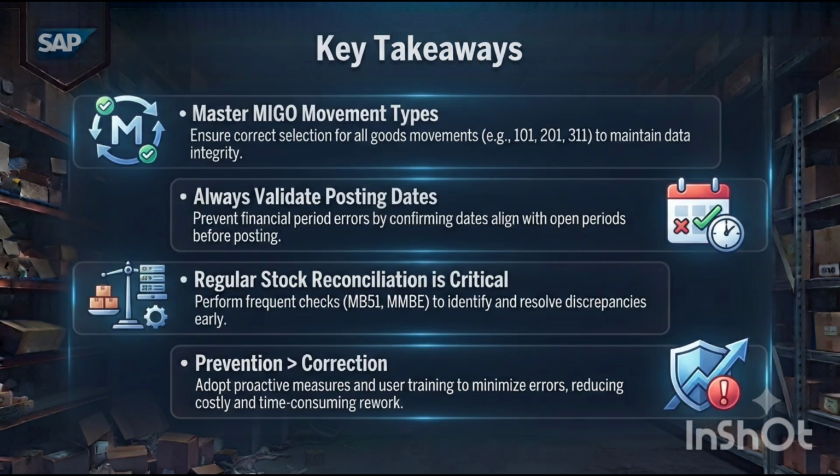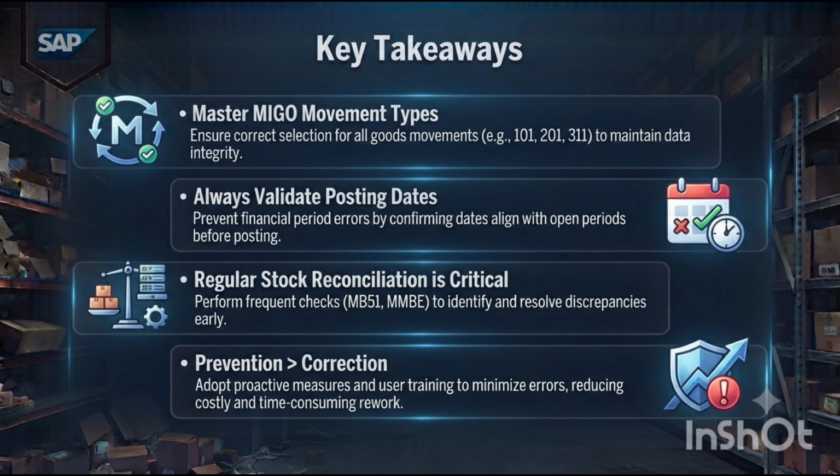Here are the most important takeaways from this video. 1. Master the correct movement types in MIGO. 2. Always validate your posting date before posting. 3. Perform regular stock reconciliation using standard reports. 4. Prevention is always better and cheaper than correction. 5. Invest time in proper team training and documentation.